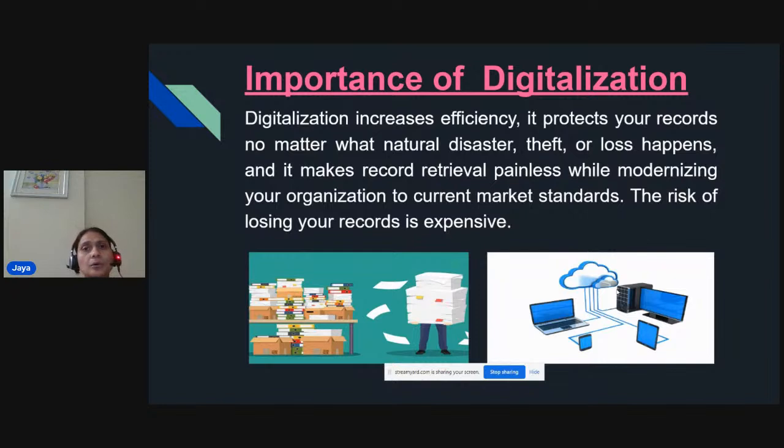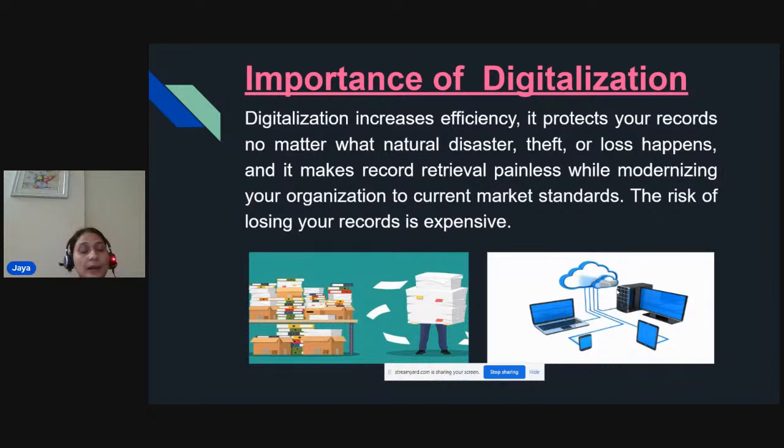When we talk about the importance of digitalization, it comprises two points. The first is increasing efficiency. How does it increase efficiency? Let's say we have a lot of data and a lot of documents with us, but when we keep them on an online platform, it protects our records.